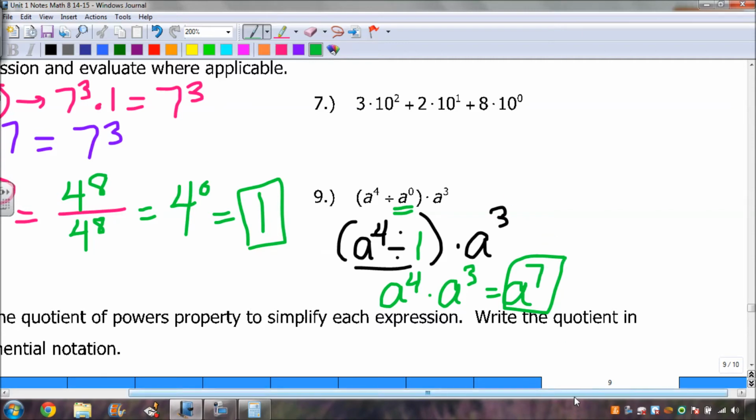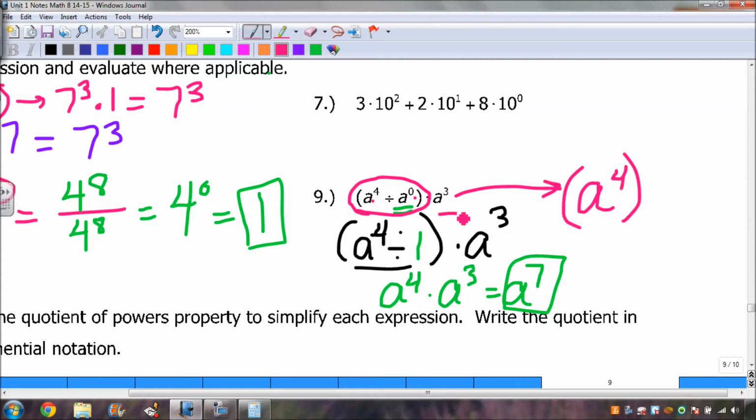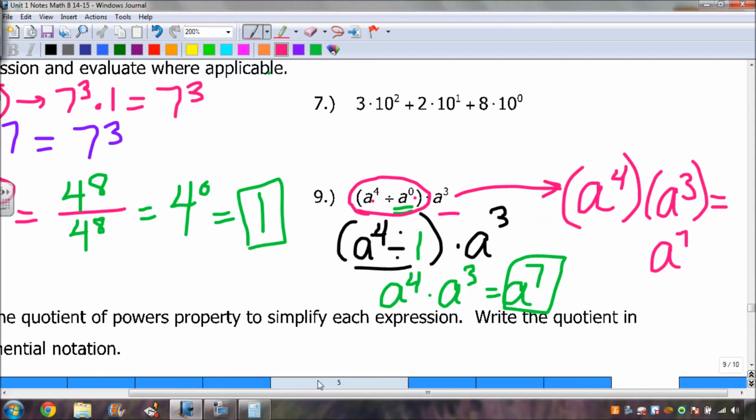The other way to think about it is as follows. We could just say that when you divide, all you have to do is subtract your exponents. So 4 minus 0 is 4. So I end up getting a to the 4th power. And then copy the rest of it down, times a to the 3rd power. You end up getting the same answer, a to the 7th power. So you can think about it several different ways and you'll end up getting the same answer.